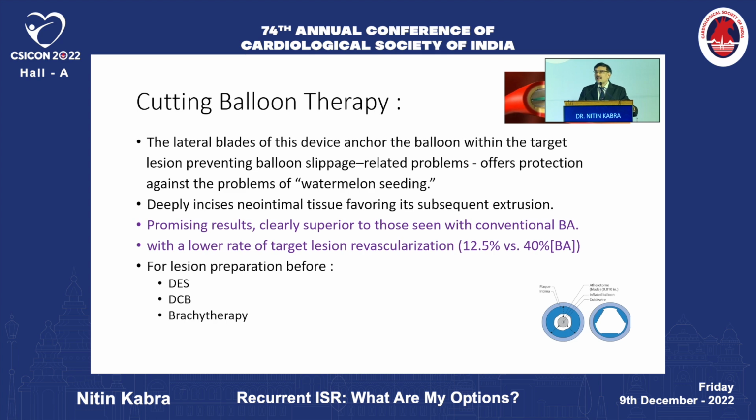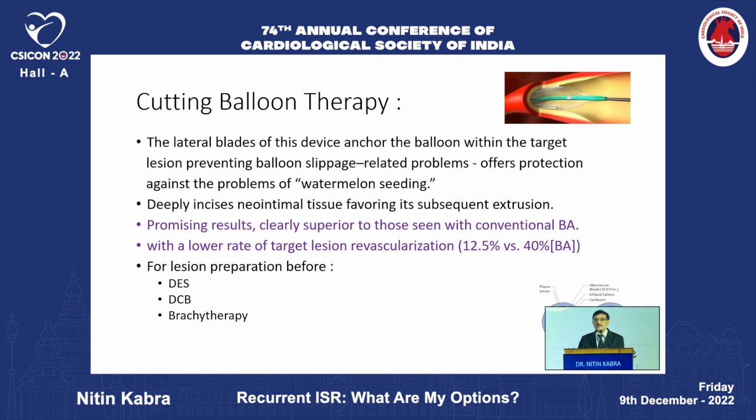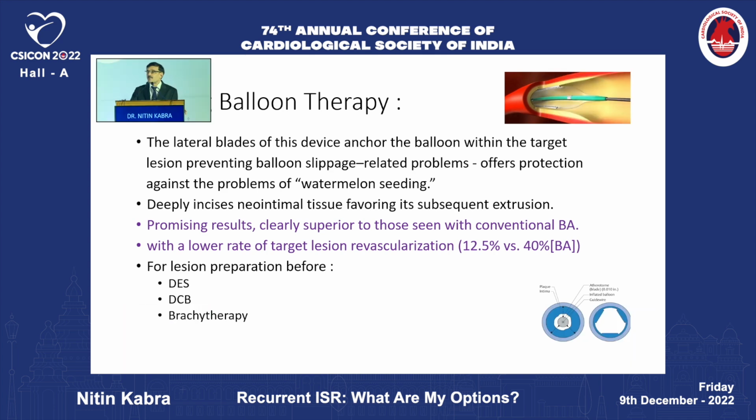We have something like cutting balloon and scoring balloons available. The lateral blades of the cutting balloon anchor the balloon within the target lesion, which prevents the balloon slippage. As we have talked about, the conventional POBA leads to the watermelon seeding effect; a cutting balloon will prevent that effect, and it deeply incises the neointimal tissue, favoring its subsequent extrusion. It has shown promising results which are clearly superior to the conventional balloon angioplasty, with a lower rate of target TLR, that is 12.5% versus 40% for BA.